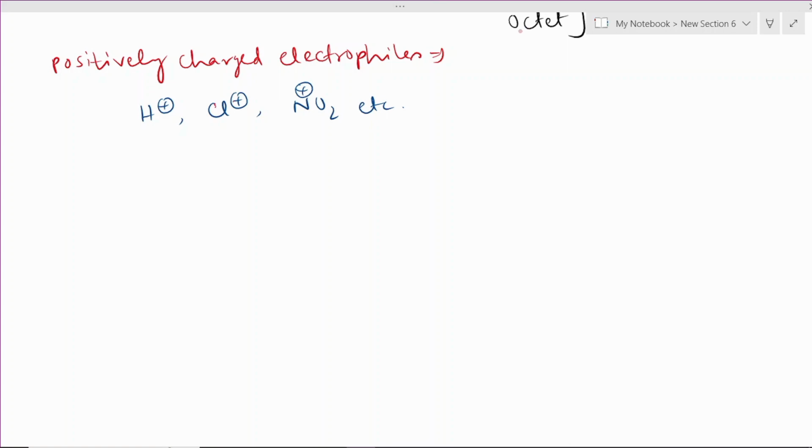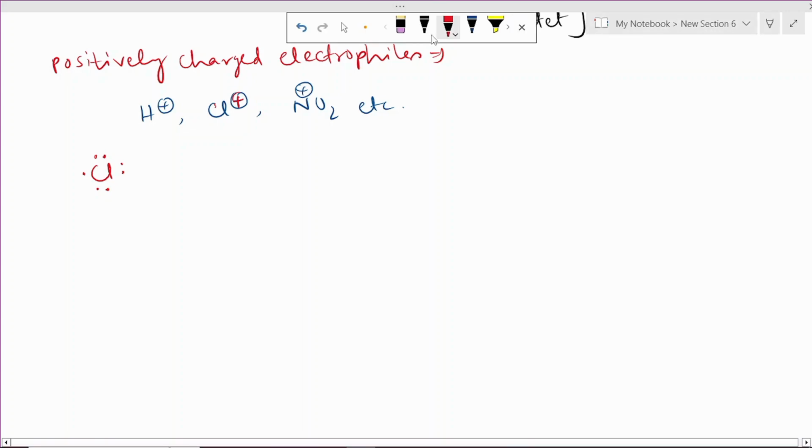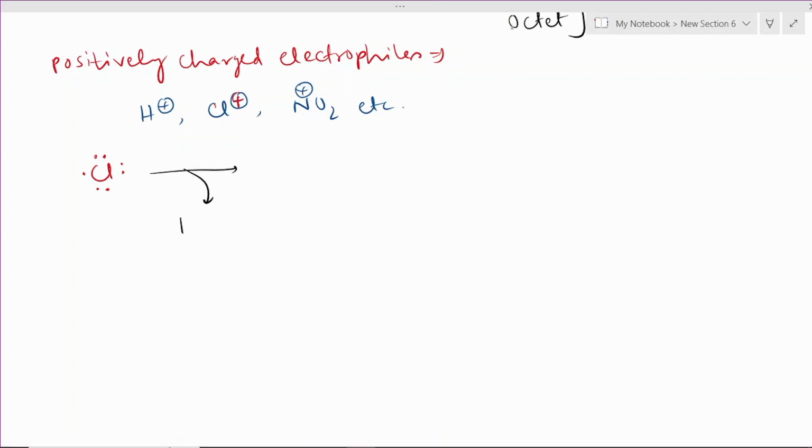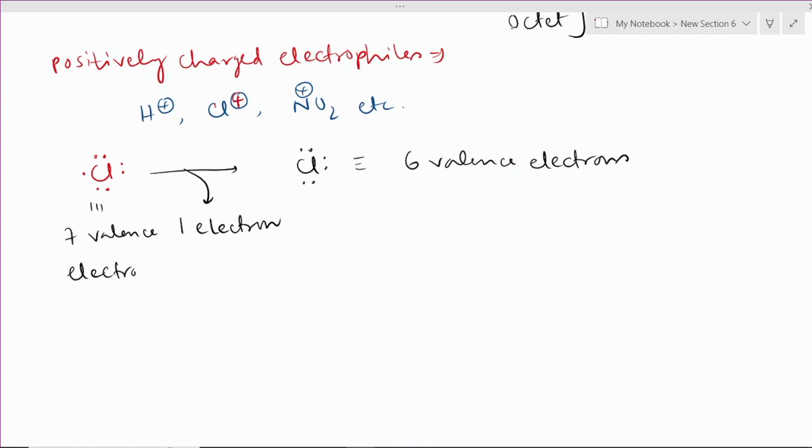Now, why do we write this Cl plus? Atomic Cl has 7 valence electrons. And if it loses one electron, then it will have 6 valence electrons, instead of 7. So you can see that after losing one electron, Cl has one electron fewer than the atomic Cl. So it is written as Cl plus. I hope you understand the difference between Cl plus, Cl minus and Cl dot.